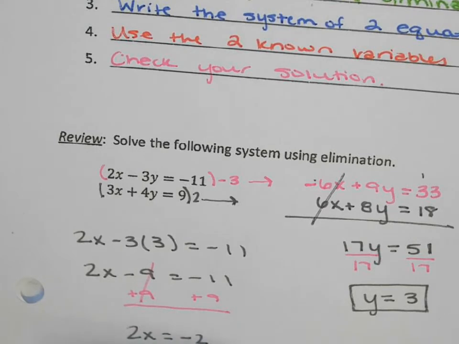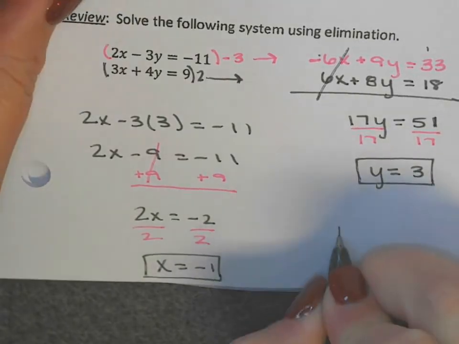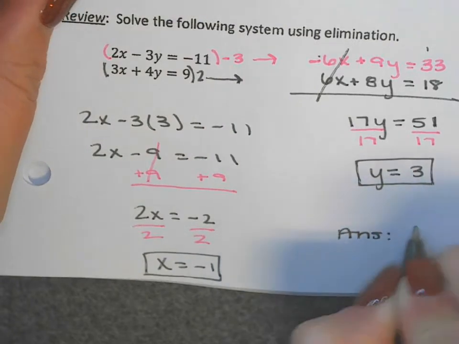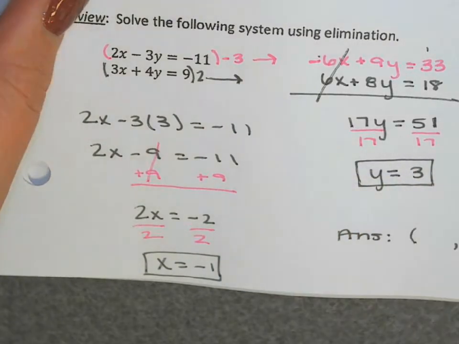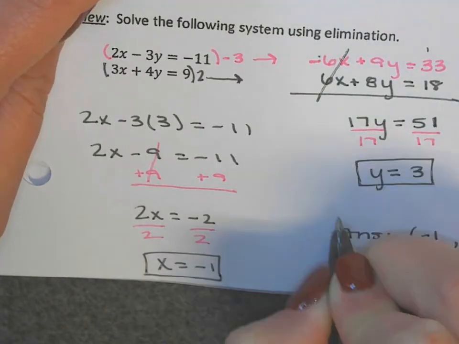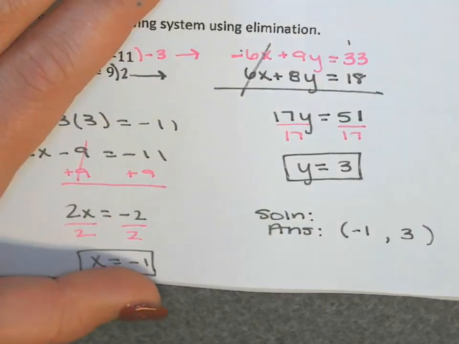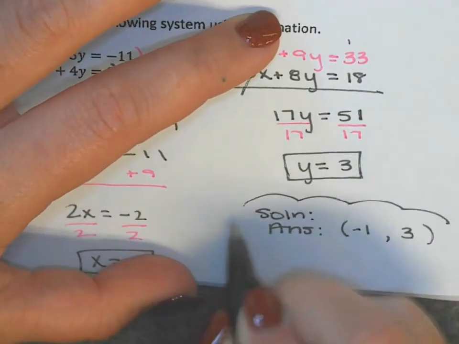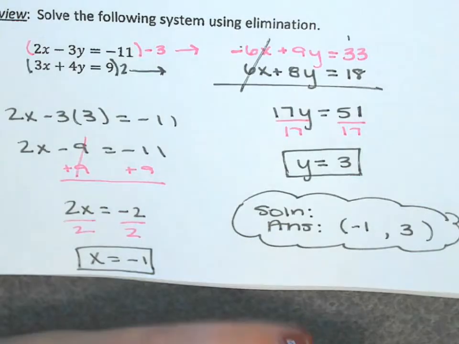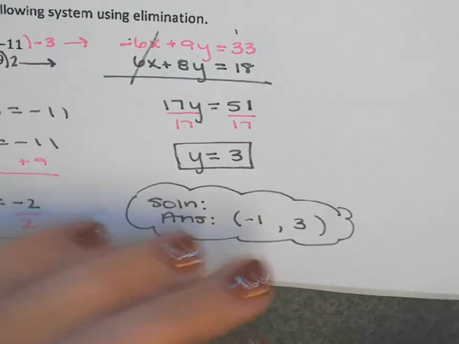Am I done? I couldn't even see what I was writing. What do I need to do? Write it as a point. So my answer is actually -1 comma 3. That's my solution. Solution or answer is -1 comma 3. That's my answer. Now, I should also probably check that. When you check that, you're going to plug everything back in.